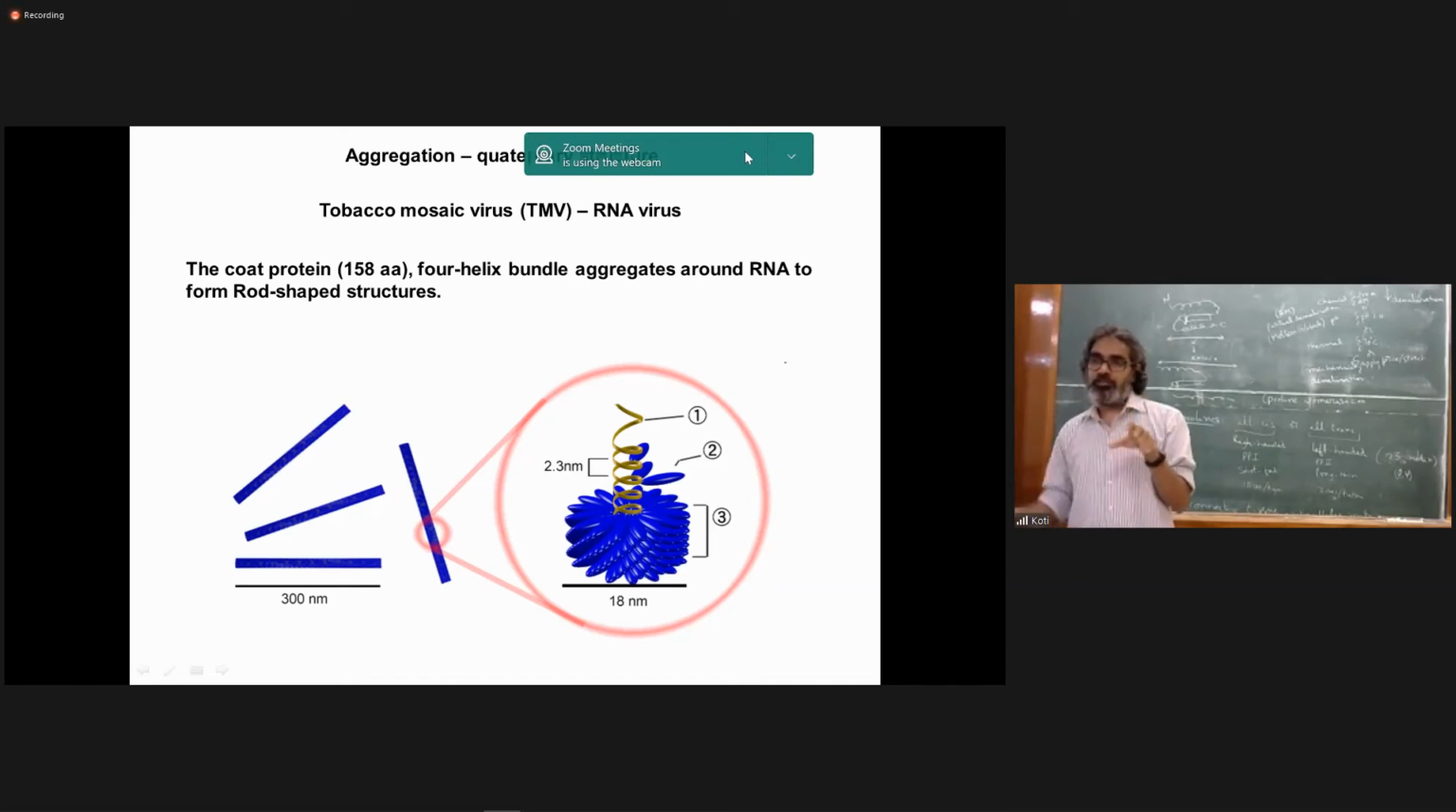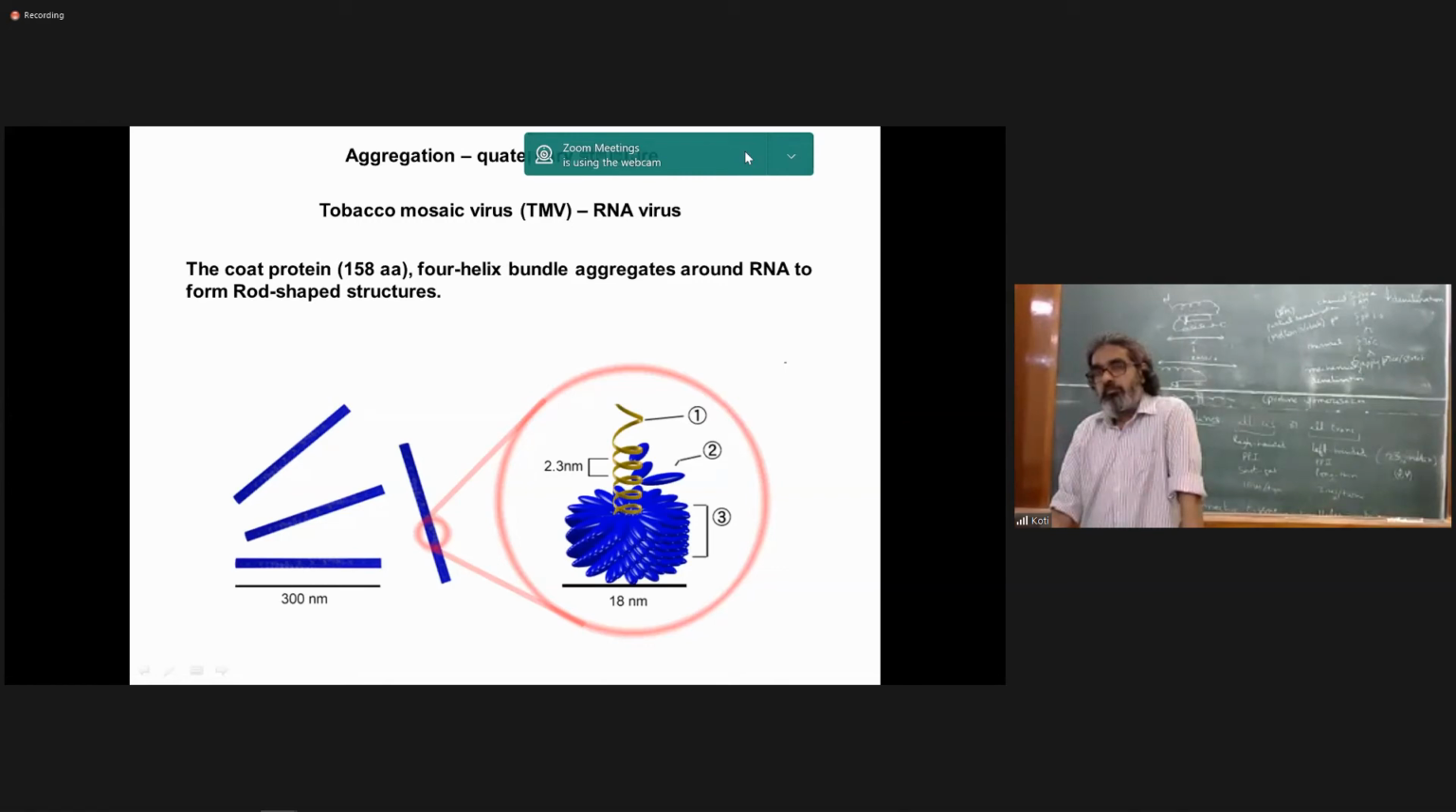So it's impossible for me to think that there are two native basins of almost equal energy separated by a barrier. It's not possible. So always they have a native basin. Of course, IDPs are a totally different ball game.